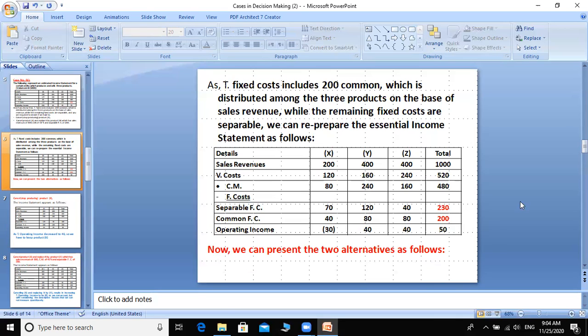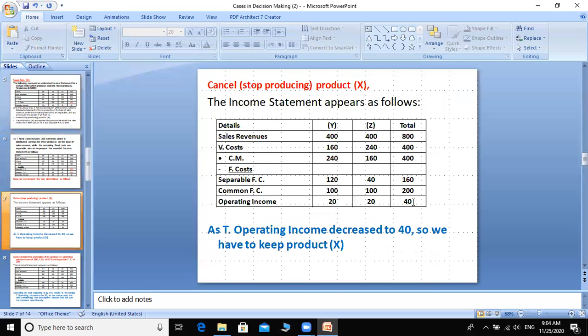Again, the shortcut solution. If we stopped X, no sales for X, no variable cost for X, so no contribution margin. So I will lose the contribution margin of 80. At the same time, I will save the 70. Losing 80 and saving 70 means losing 10. The 10 will decrease the 50 to be just 40. This is the differential approach.